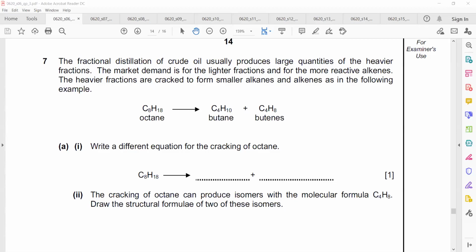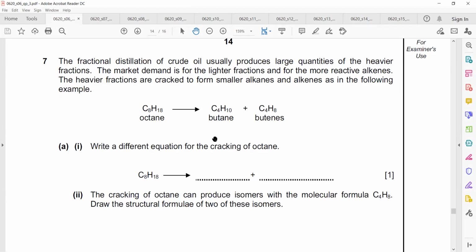So the first one, the fractional distillation of crude oil usually produces a large quantity of heavier fractions. So when we do fractional distillation, it produces heavy fractions. And these heavy fractions, we crack them and we form the lighter fractions. So the question is, the market demand is for lighter fractions and for more reactive alkenes. The heavier fractions are cracked to form a smaller alkane and alkene, as in the following example.